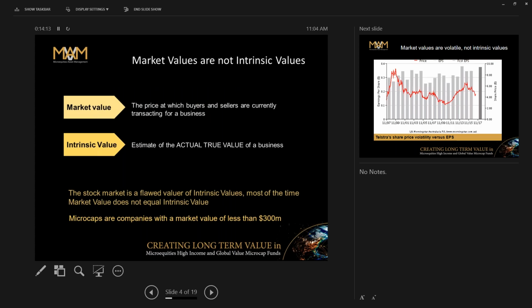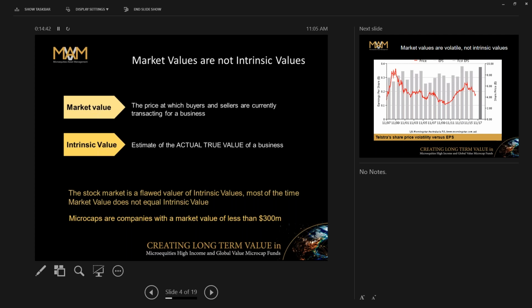So given that we defined an equity investment as a business partnership, this other slide differentiates the intrinsic value and the market value, and a lot of investors confuse them in the sense that they think that intrinsic value equals market value. That is, they define the value of a company merely through reference to the share market price, the market value, and that is incorrect.